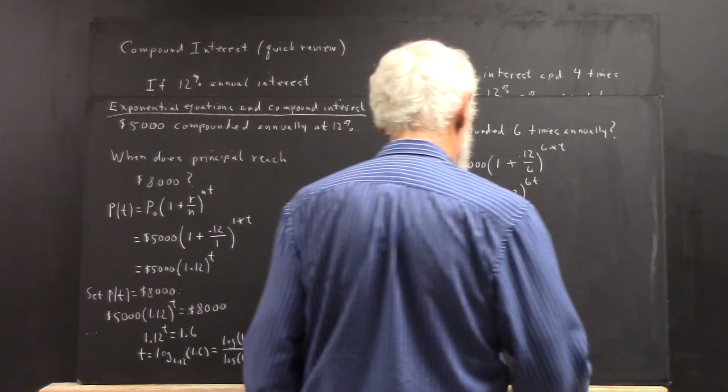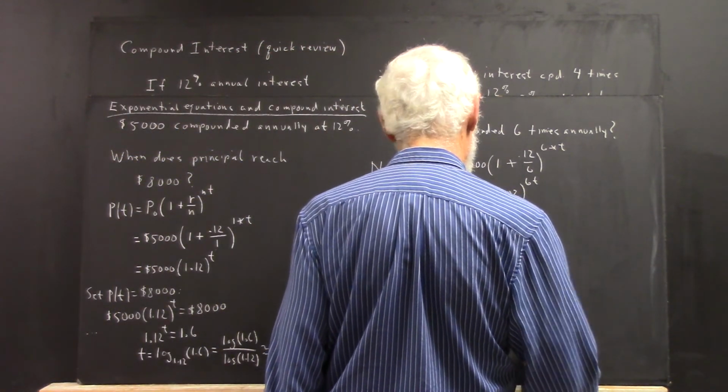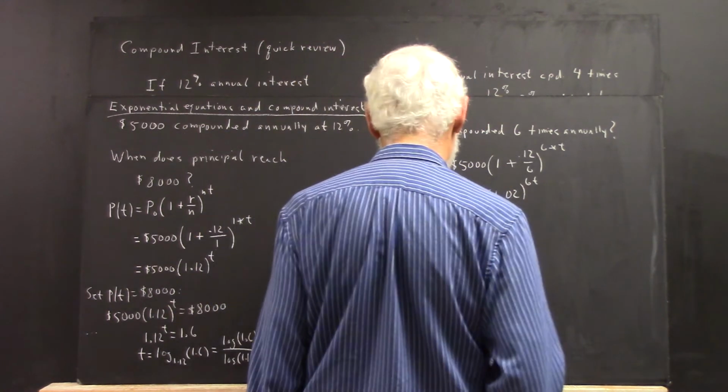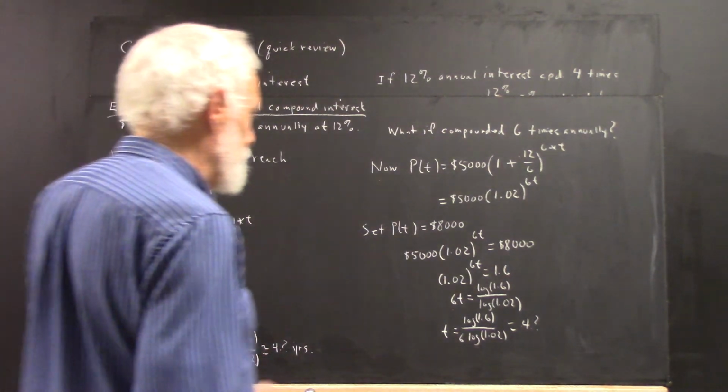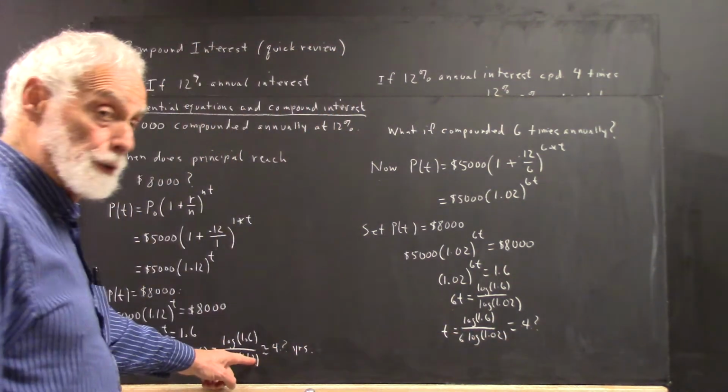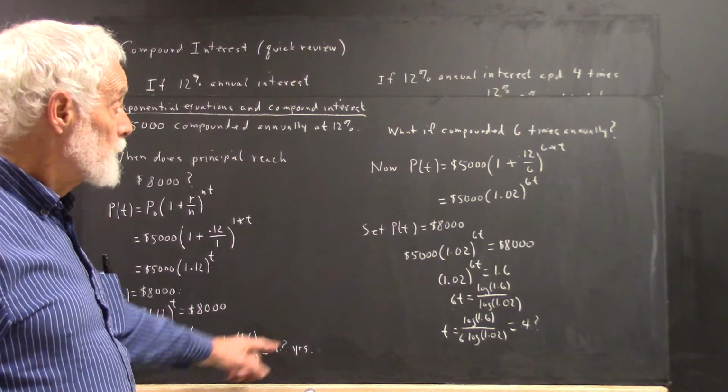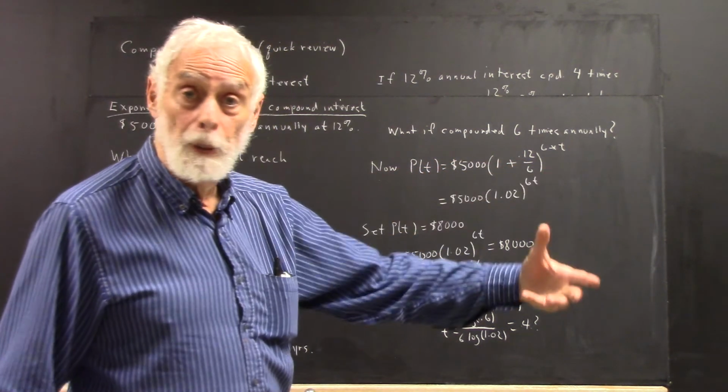And that's going to be 4 point something again. Okay, it could be 4 point some years. And this is going to be a little shorter than this, because you're building money faster by the compounding process.